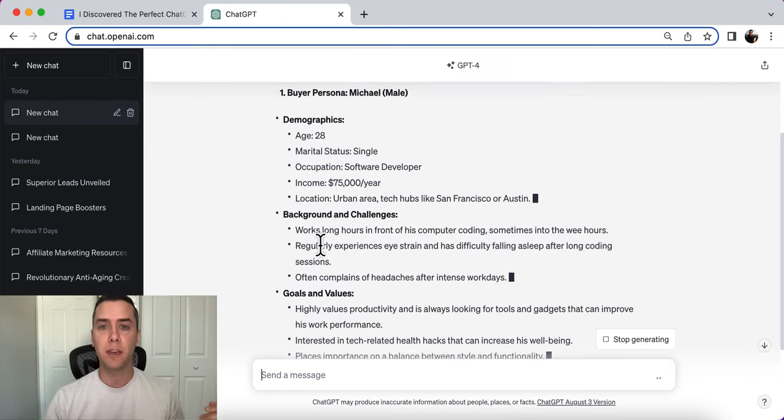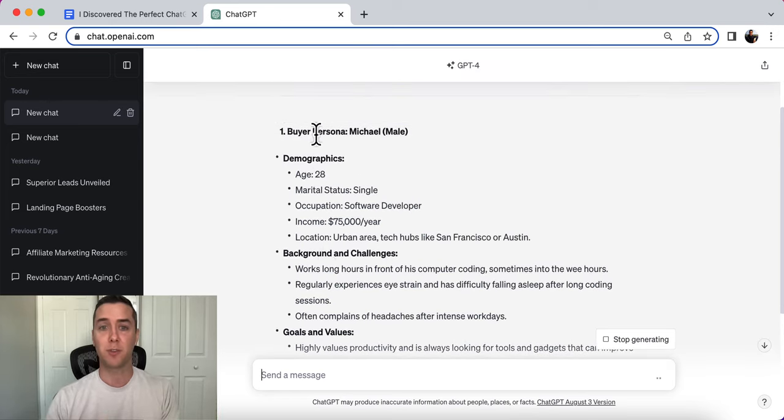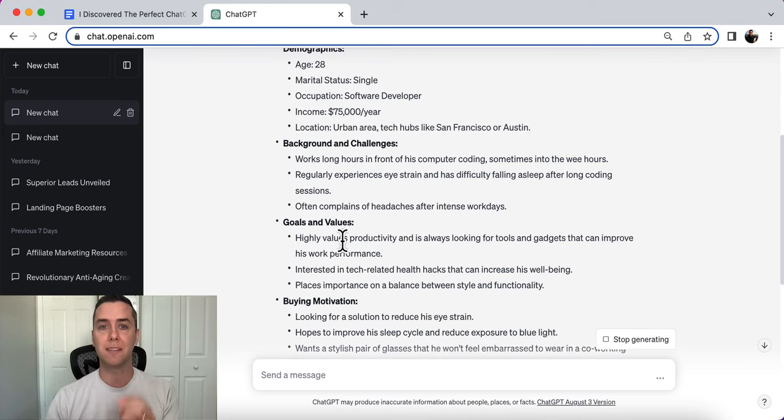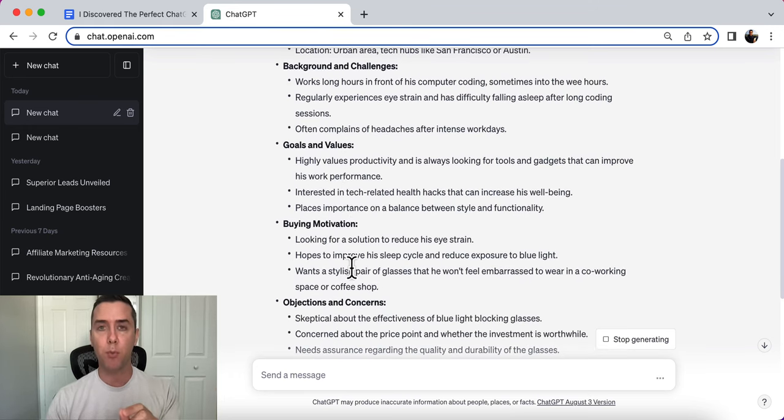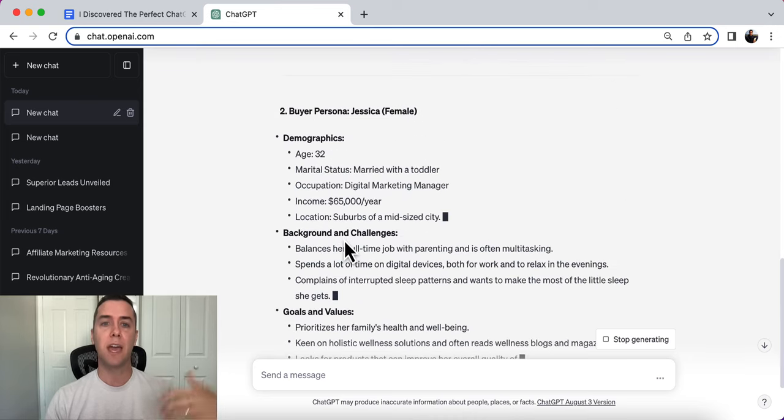So look at all the information that it gives us, right? The buyer persona is, oh, what do you know? Me, Michael, age 28, single, occupation, income, location. Do you see how valuable all of this information is, right? Background and challenges, their goals, their values, their buying motivation. How important is that to know in your marketing, right? Objections and concerns. Then we have another buyer persona, a female side, okay?